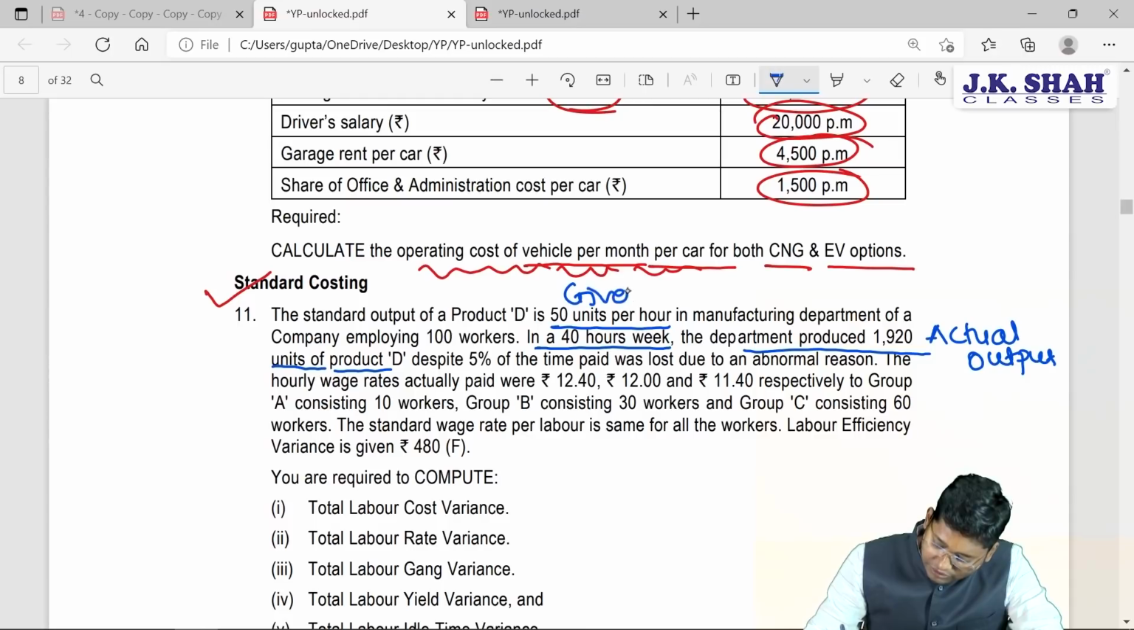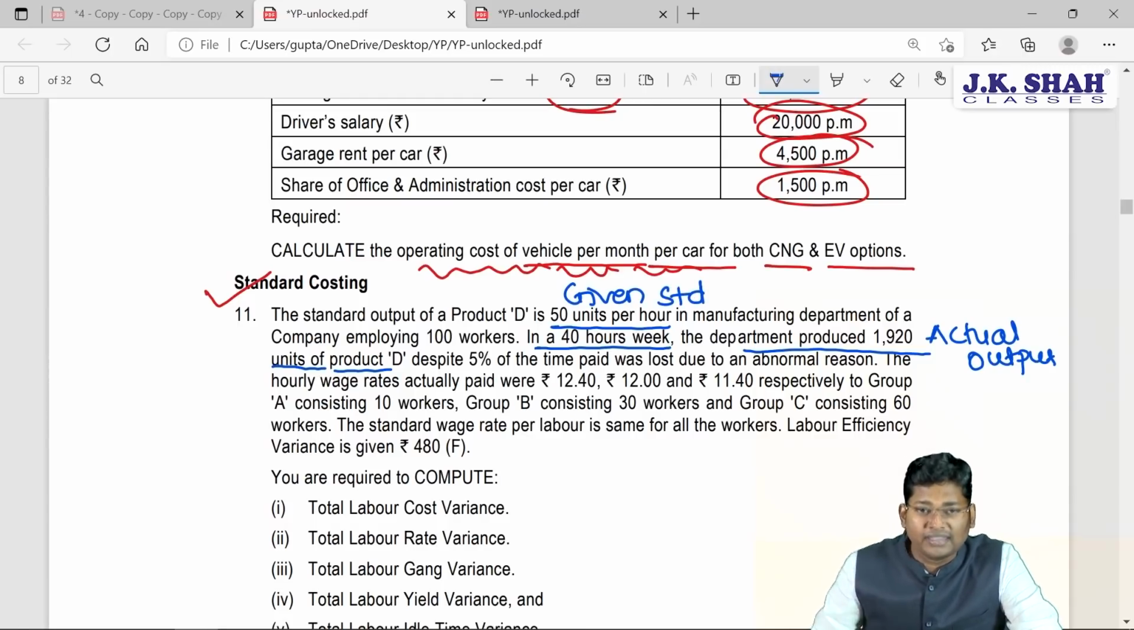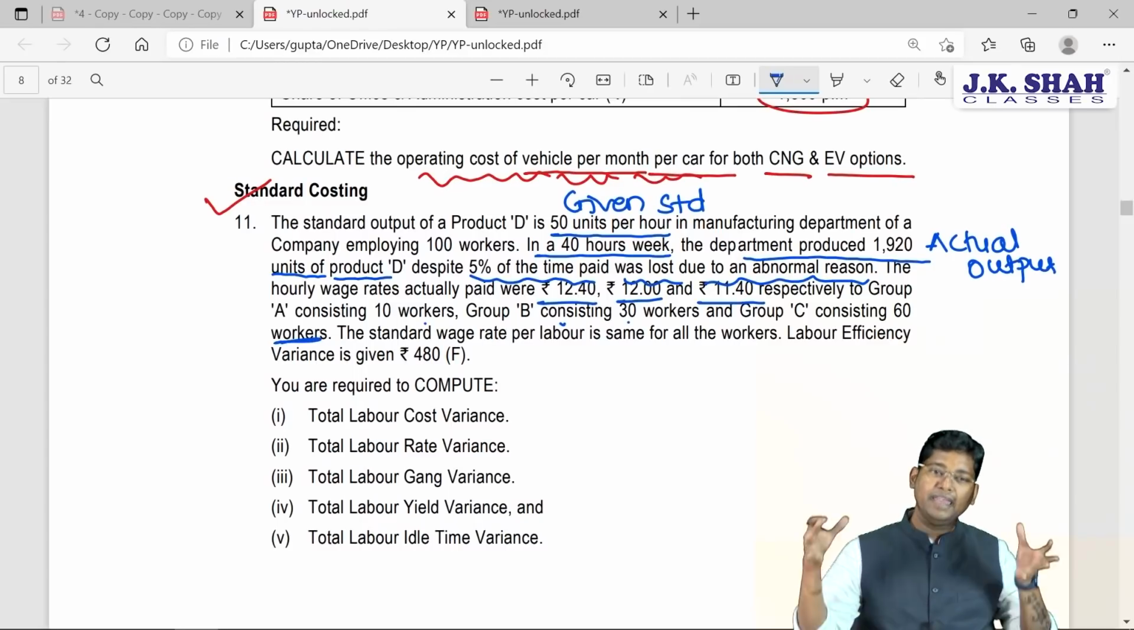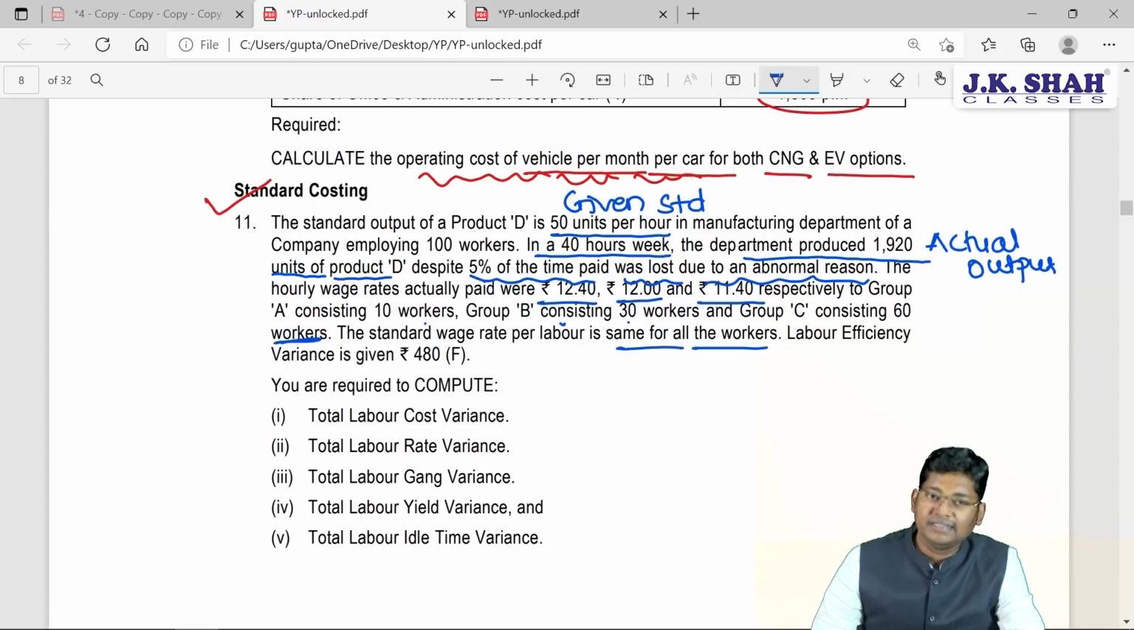Your given standard is only for 50 units, but actually the company has produced 1920 units of the product, despite 5% of the time paid being lost due to abnormal reasons. So this is your abnormal idle time. The hourly wage rates actually paid were 12, 12.40 and 11.40 respectively to Group A consisting of 10 workers, Group B consisting of 30 workers, and Group C consisting of 60 workers. So the workers gang is given, the labor force engaged is given, and they have bifurcated the same into 3 parts. The standard wage rate per labor is the same for all the workers.